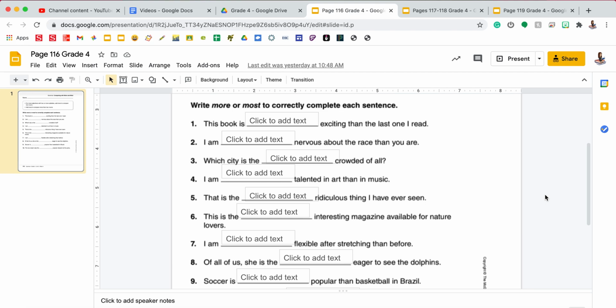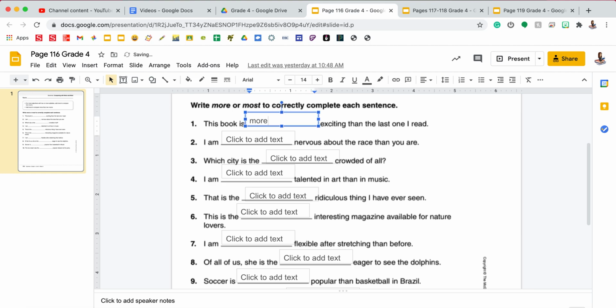We're going to do a couple together. This book is blank exciting than the last one I read. Because I am comparing one book to another book, that's only two, I'm going to use more. I'm going to reread the sentence to make sure it makes sense. This book is more exciting than the last one I read.